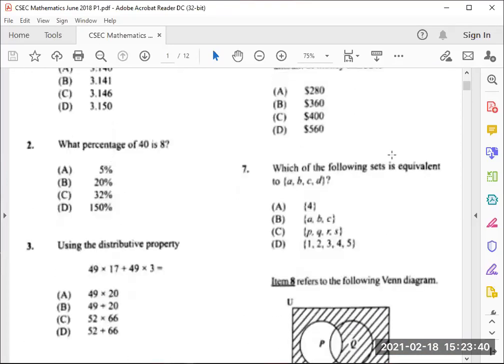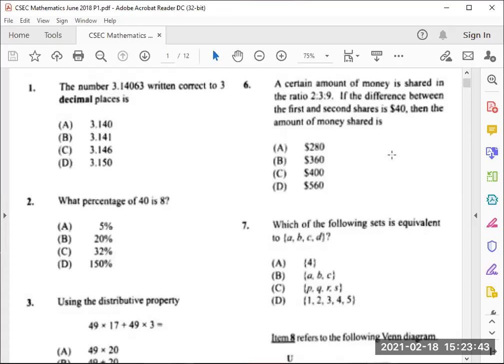Come up now to number 6. A certain amount of money is shared in the ratio 2 to 3 to 9. If the difference between the first and the second is 40, then the amount of money shared is? If the difference between part 1 and part 2 is 40, and the difference there is 1 part, so 1 part is equal to 40. What's the total amount that was shared?